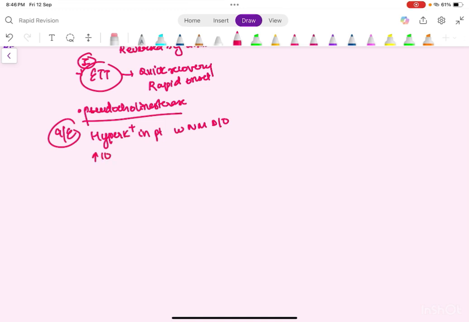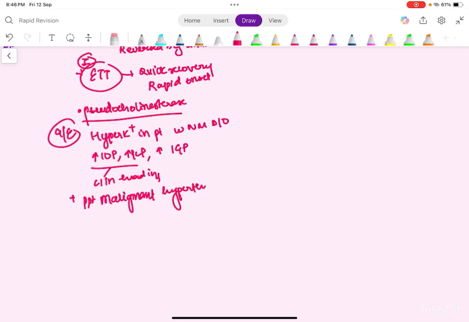Then it causes an increase in the intraocular pressure, increase in the intracranial pressure, increase in the intragastric pressure. So due to all these reasons, it is contraindicated in head injury. Plus it can also precipitate malignant hyperthermia if given along with halothane.